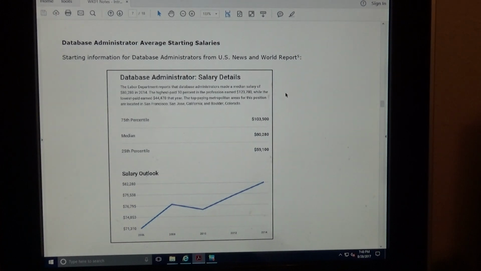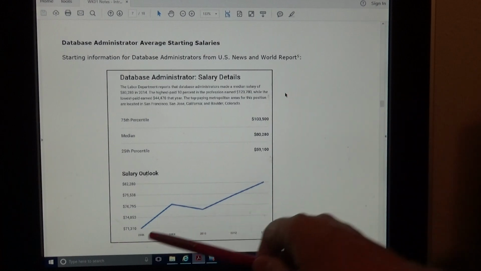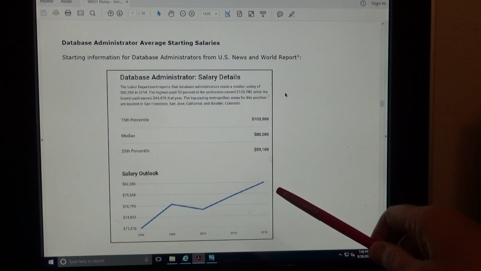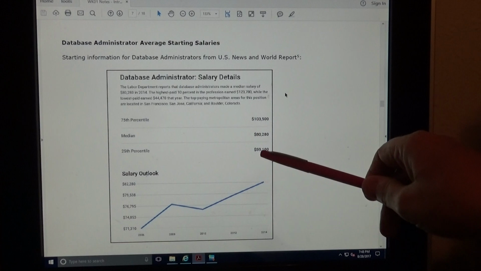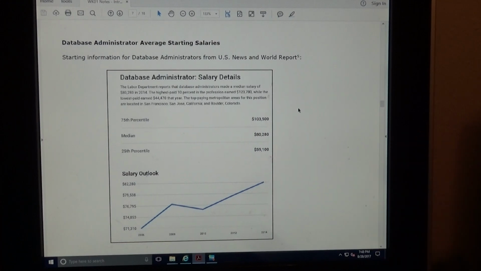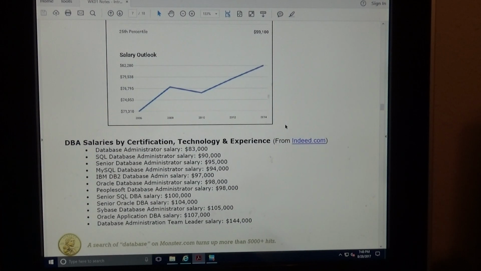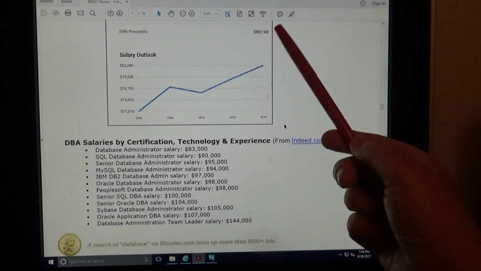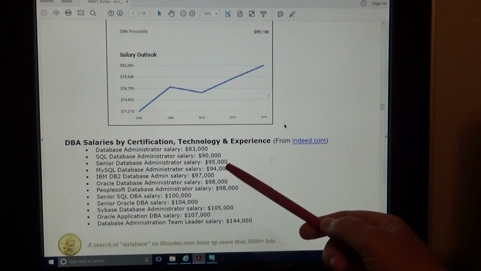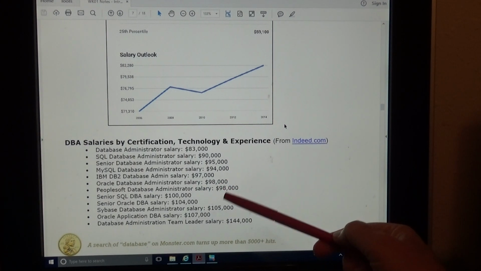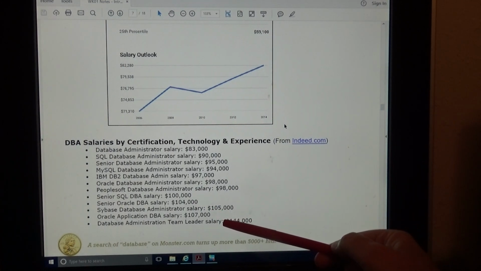On the U.S. News and World Report, they show the salary of database administrators. We see a nice curve increasing there, and the median is about 80,000. If you're in the top 25%, it's 103,000. If you're in the bottom 25%, it's 59,000. So that's quite attractive. And we see, for example, some salaries from Indeed.com related to database. Database administrator, 83. SQL database admin, 90. And so you can read these. Oracle at 98. Senior Oracle DBA, and so forth. So a lot of very attractive salaries.